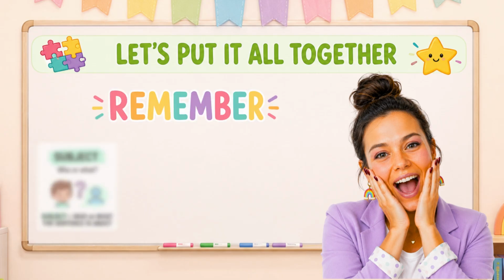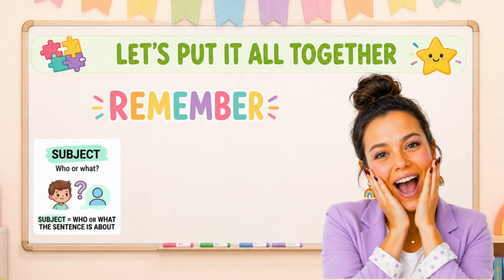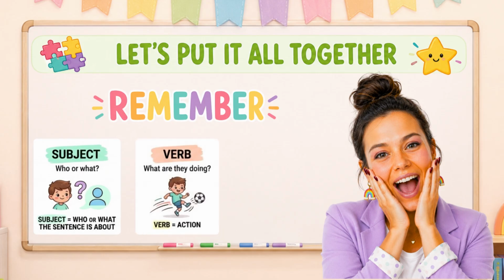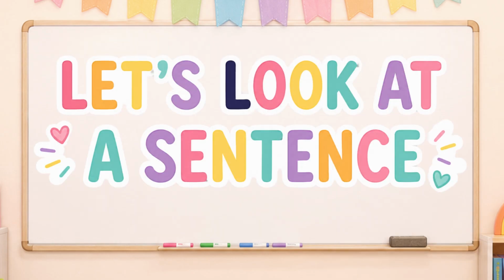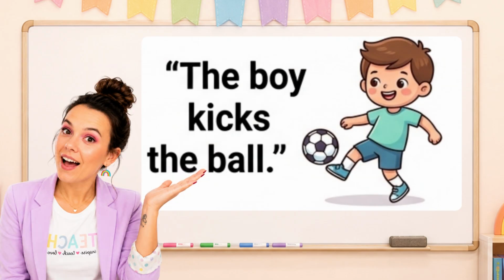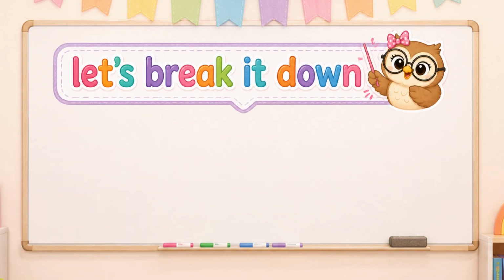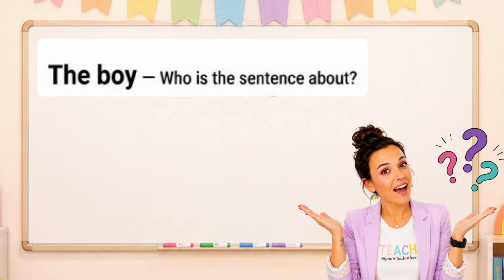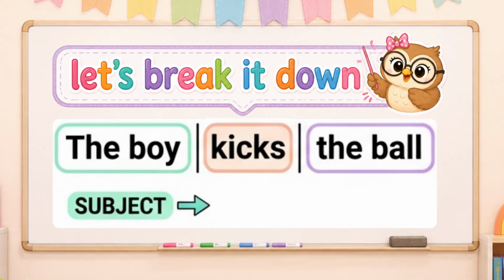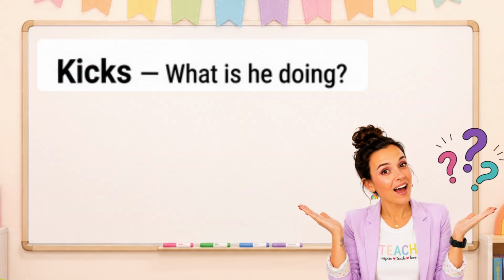Remember, subject, who or what? Verb, what are they doing? Object, what or whom is receiving the action. Let's try this sentence. The boy kicks the ball. Let's break it down. The boy. Who is the sentence about? The boy. That's our subject. Kicks. What is he doing?